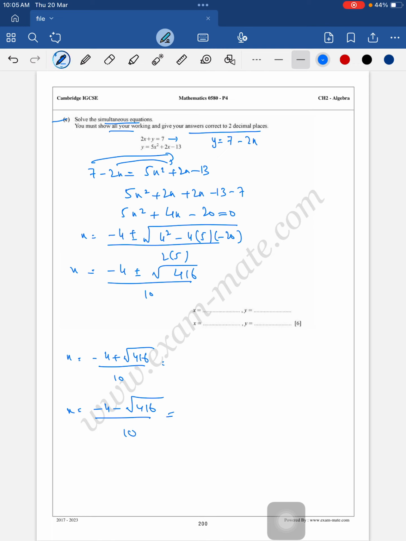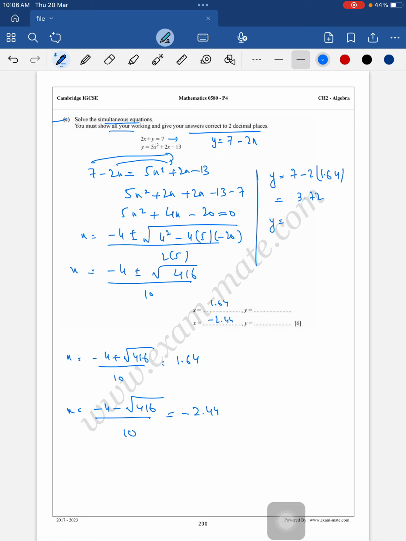Minus 4 plus root 416 divided by 10, we are getting 1.64 correct to 2 decimal places. And minus 4 minus root 416 divided by 10, we are getting minus 2.44. So the 2 x values are 1.64 and minus 2.44. Now getting the values of y. So y is equal to 7 minus 2 times x. The first value of x is 1.64, so 7 minus 2 into 1.64. Putting the value in the calculator, we are getting 3.72.